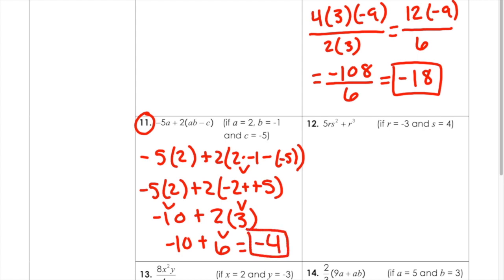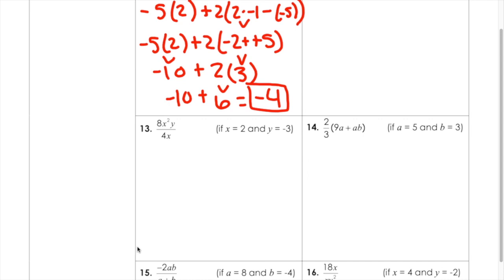All right, let's just look at 13, and then we will be done with this page. So 13 is another fraction. We have 8 times x squared, which is 2 squared, times y, which is negative 3. Remember, when everything is just lined up next to each other, it just means we need to multiply. All over 4 times 2.